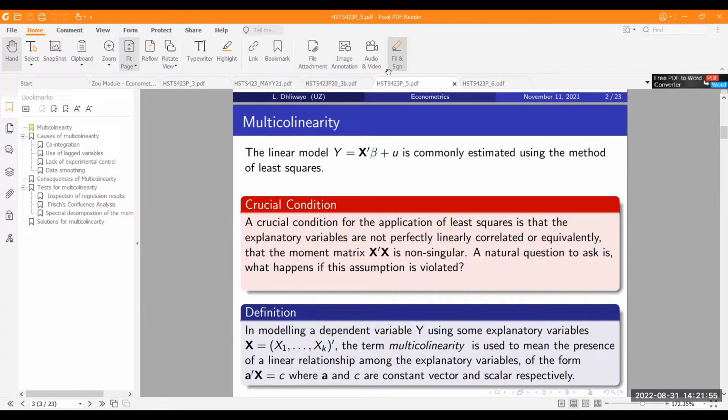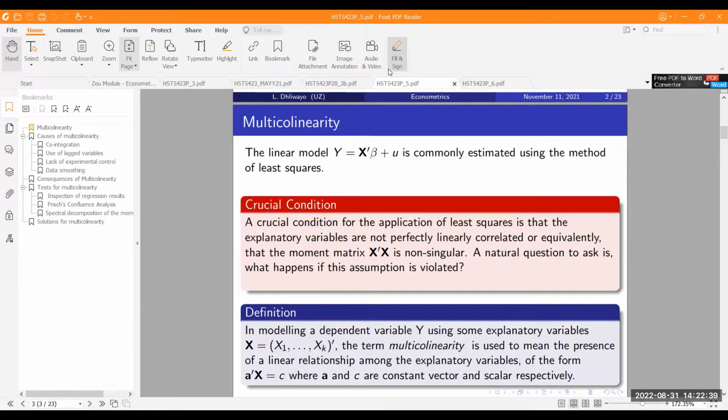The linear model y is equal to x transpose beta plus the error term u is commonly estimated using the method of least squares. A crucial condition for the application of least squares is that the explanatory variables are not perfectly linearly correlated, or equivalently, that the moment matrix, the one that I've written here, X transpose X, is non-singular. A natural question to ask is, what happens if this assumption is violated? So that's what we are dealing with now.